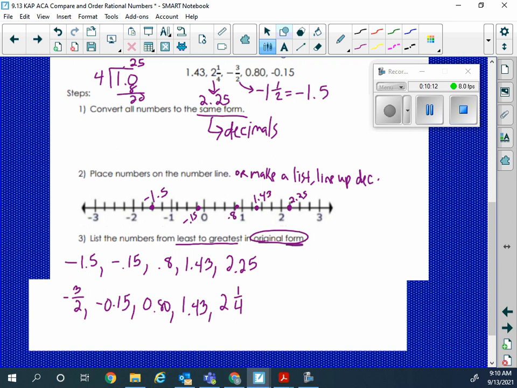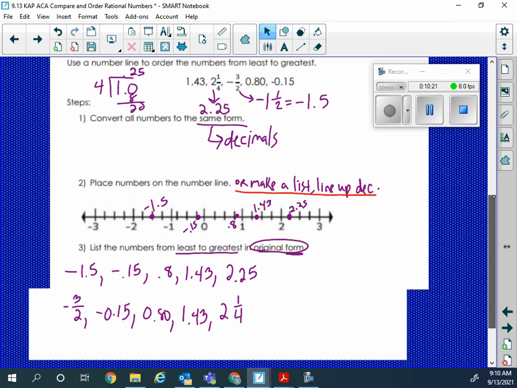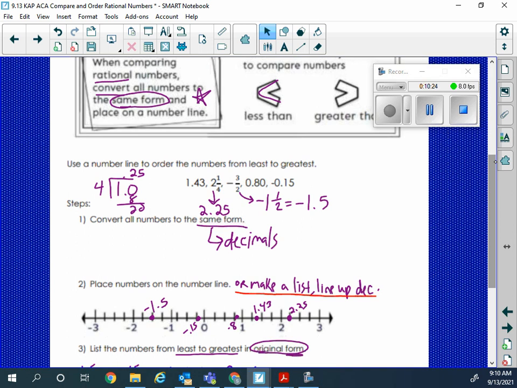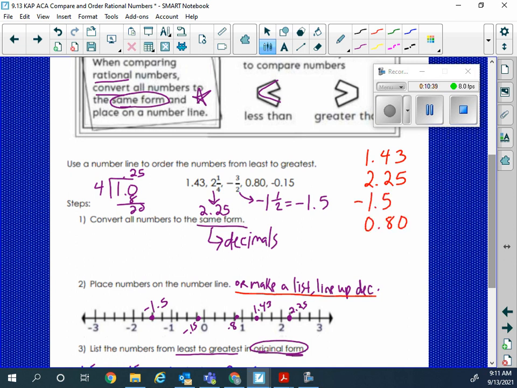Okay? I told you the other way is to make a list and line up the decimals. What I mean is, over here on the right side of your paper, you hopefully still have some space. So just line up the numbers. 1.43, 2.25. Notice I'm lining up my decimals as I write. Negative 1.5, 0.80, negative 0.15. Guys, all I've done is I took them in this original list and I wrote them down after we converted them, but I lined up my decimals. Does your paper look like my paper?